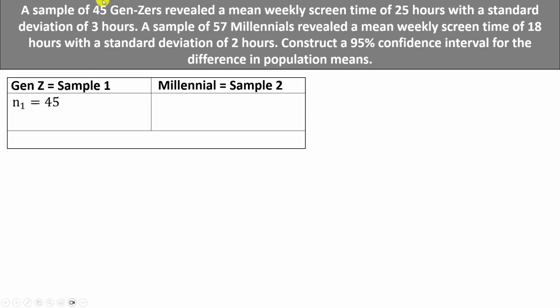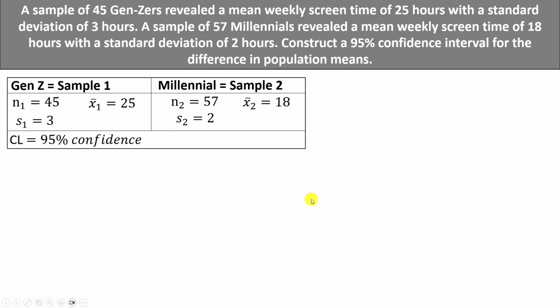For the Gen Zers, we had a sample size of 45, or n1 equals 45. The mean was 25 hours, or x bar 1 equals 25. The standard deviation was 3 hours, so s1 is equal to 3. As for millennials, we had a sample of size 57, so n2 is equal to 57. The mean is 18 hours, so x bar 2 is equal to 18. The standard deviation is 2 hours, so s2 is equal to 2. We are asked to find a 95% confidence interval.